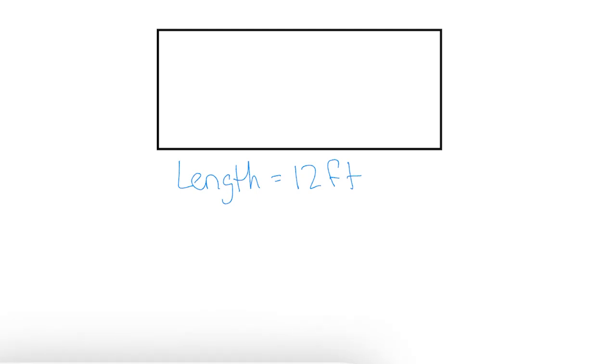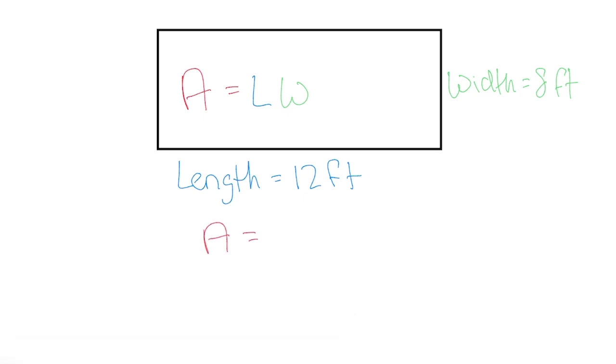Now, the shorter side is going to be our width, and let's say this is 8 feet long. Given these values, we're going to find the area of our rectangular room. So, area equals length, or L, times width, or W. What we'll do is plug in the values we found: 12 feet times 8 feet.